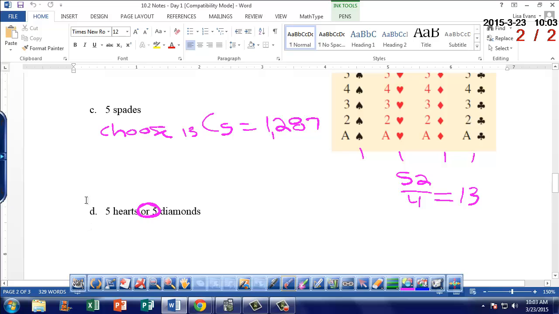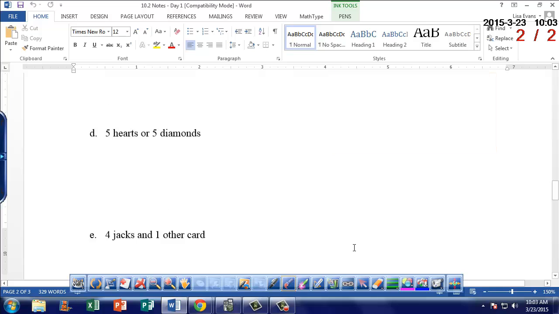Okay, now I'm going to choose 5 hearts or 5 diamonds. So remember, "or" was adding. So we're going to choose 5 of 13 hearts, or we're going to choose 5 of 13 diamonds. Go ahead and do this on your calculator the same exact way, except instead of a multiplication on the last problem, you have an addition sign. So when you do that, you get 2,574.